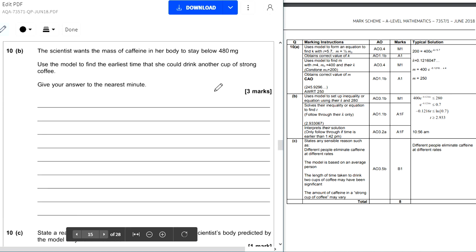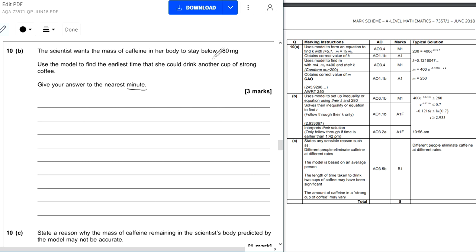We can go on to the next one. The scientist wants the mass of the caffeine in the body to stay below 480 milligrams. Use the model to find the earliest time that she could drink another strong cup of coffee. Give your answer to the nearest minute. Okay, so that's an important little fact. Minute. We've got it in hours.